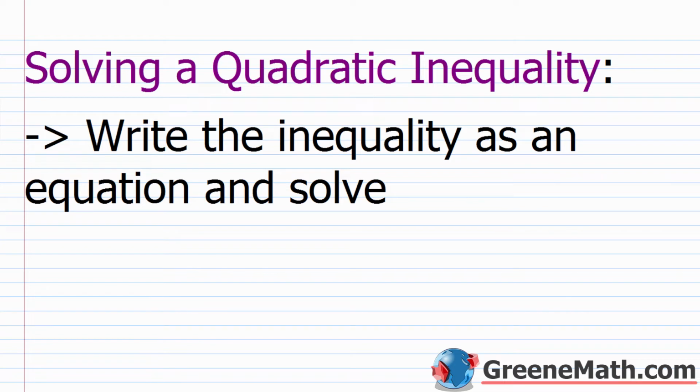From understanding that, we come up with this idea of a test point. I can figure out where the solution region is by grabbing a point on either side of that boundary line, plugging it into the original inequality, and seeing if I get a true statement. If I get a true statement, that means my test point is in the solution region. If I get a false statement, that means my test point is not in the solution region, and the region on the other side of that boundary line is going to be the solution region.